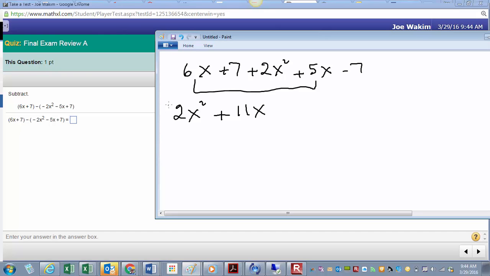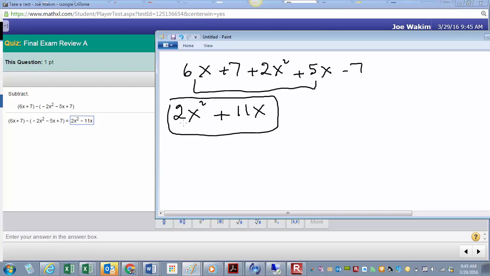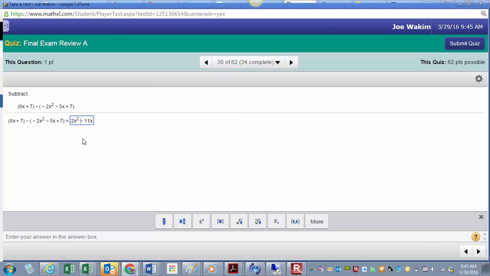So that would be 2x squared minus 11x. Final answer. Making sure I copied this right, 2x squared plus 11x. Because I have 6x, okay, that should be a plus. So that should be a plus. Okay, let's go to number 36.